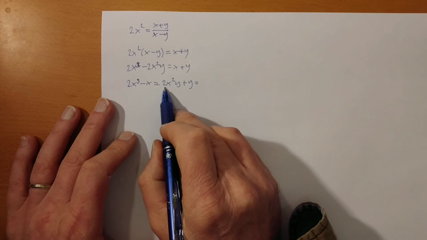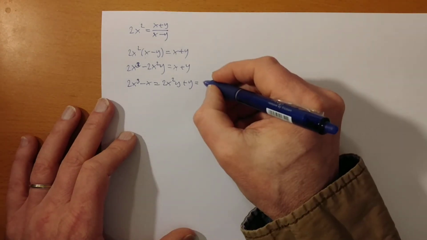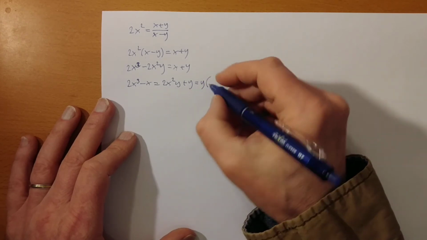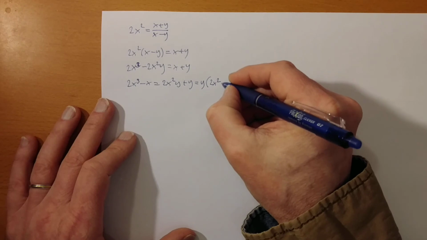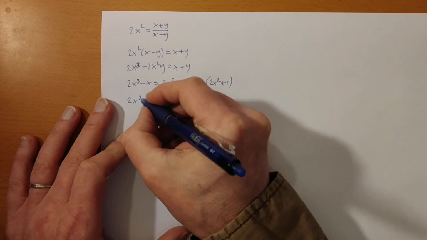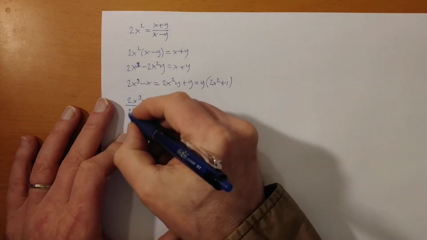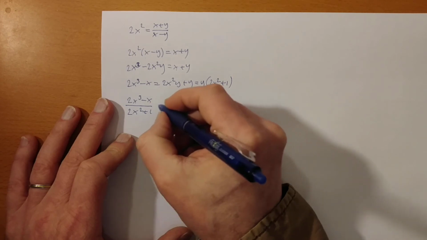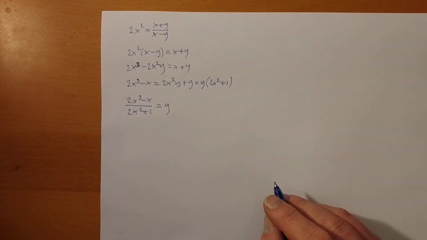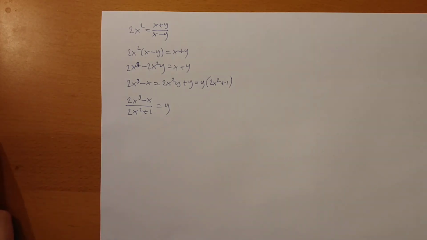Here we can make y our subject. Now we can factorize out y to make it a subject. So y times (2x squared plus 1), and then we divide by that to give us (2x cubed minus x) over (2x squared plus 1) equals y. And this we can take the derivative of directly, and I leave that for you to do. We will look at this in a future video and see what is going on here. So watch out for that one.